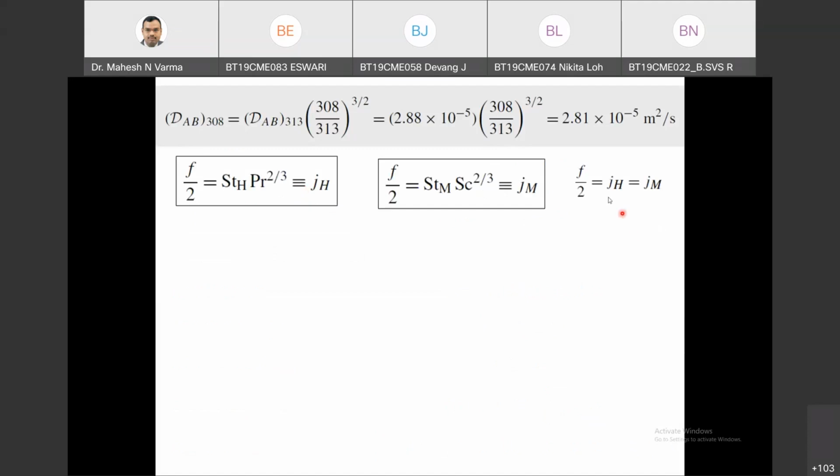So you can use this JH equals to JM. For this, I need a Schmidt number. So calculate the Schmidt number. So this is Stanton number for heat transfer. You can see heat transfer coefficient is given, density is given, Cp is given, velocity is given. Similarly, Stanton number for mass transfer. This is not given, velocity is given, Prandtl number is given, and only Schmidt number is unknown. So that can be estimated, nu by DAB. It is not V by DAB, it is nu by DAB.